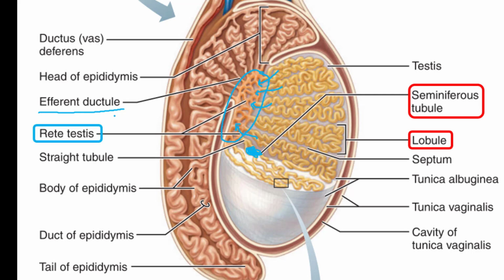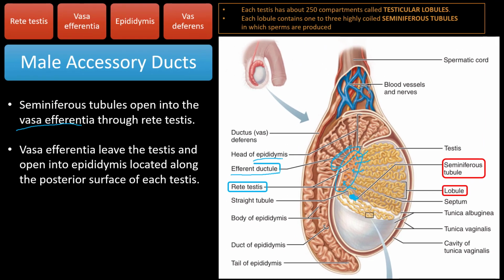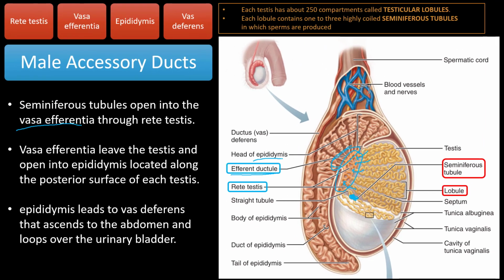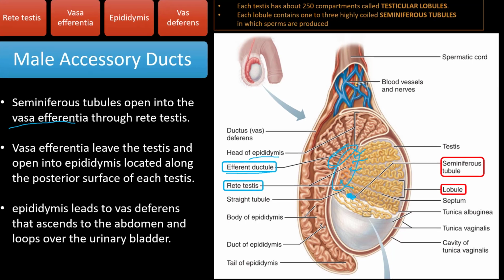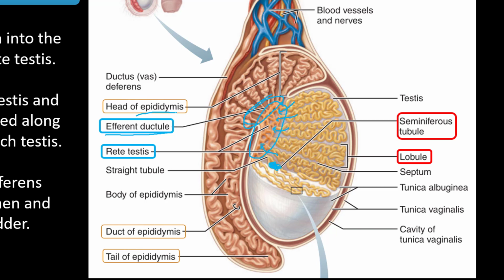The vasa efferentia leaves the testis and opens into the epididymis located along the posterior surface of the testis. You can see here, these are the rete testis. They open into the vasa efferentia, and this vasa efferentia then opens to the epididymis. The epididymis leads to the vas deferens that ascends to the abdomen and loops over the urinary bladder. This particular part is the epididymis, and from the epididymis the next structure that connects is the vas deferens.